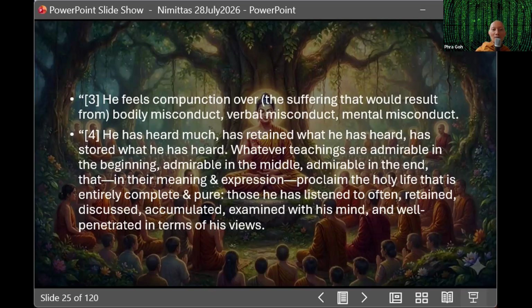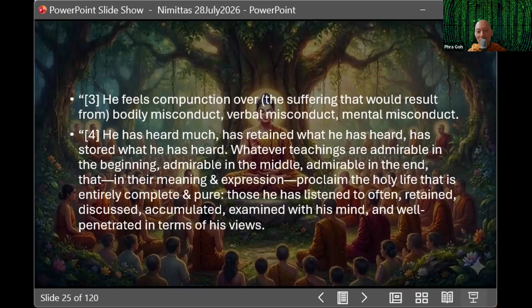Okay, let's continue. He feels compunction over the suffering that will result from bodily misconduct, verbal misconduct, mental misconduct. Okay, so this third one talks about reflecting on the cause and effect, the consequences that would happen if you were to carry out a certain act. So it's important to understand at least certain teachings of karma, cause and effect.